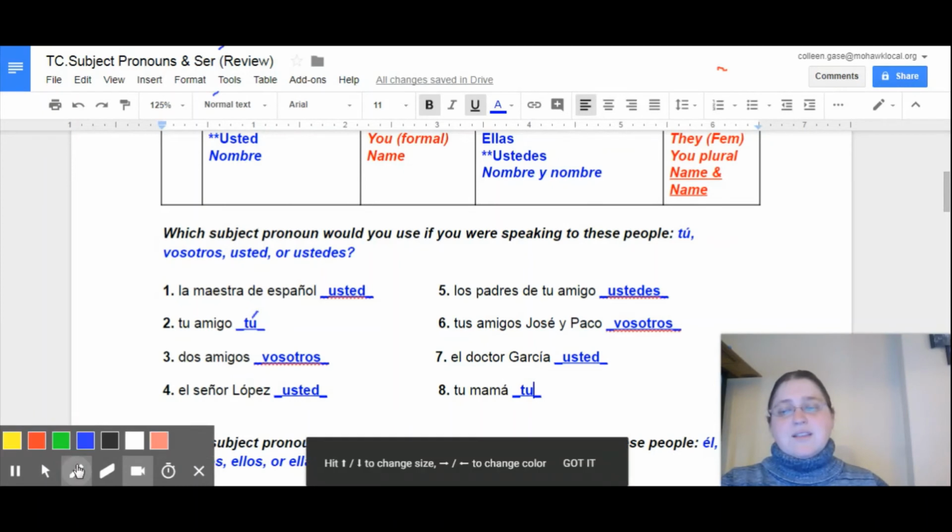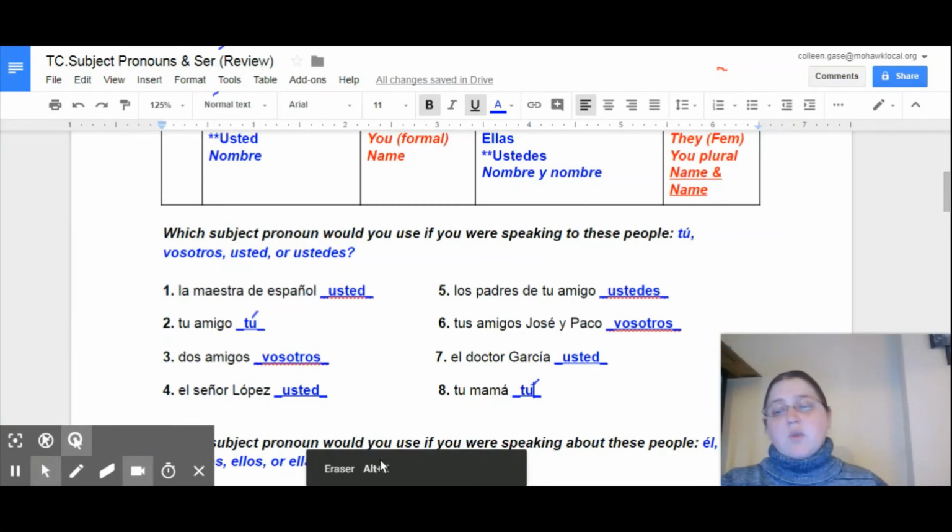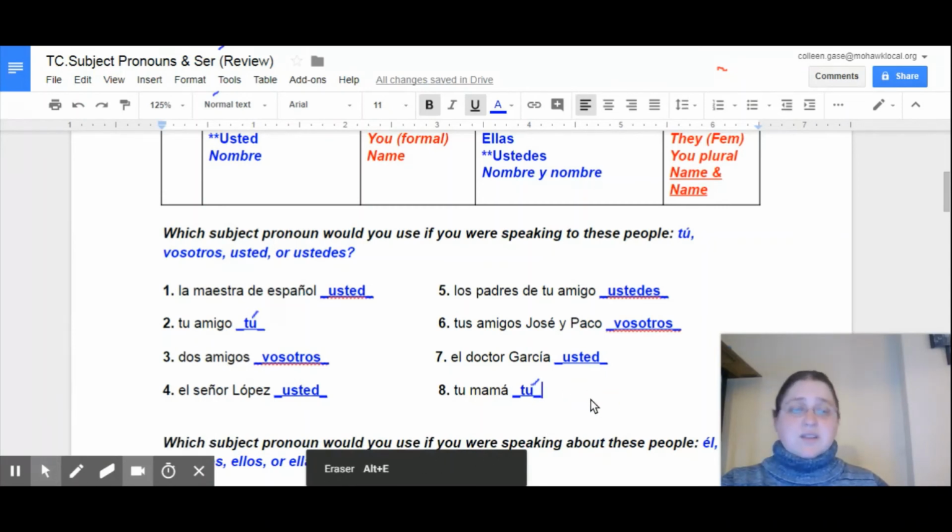Now, exceptions. Big exception would be if for some reason you and your mom don't know each other very well, you might feel you need to use usted. Probably more commonly, this would be the exception.